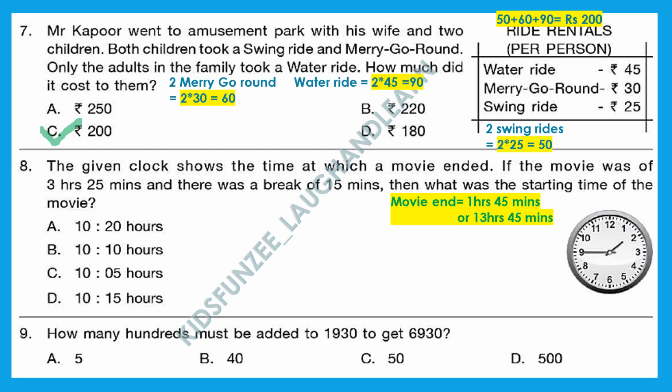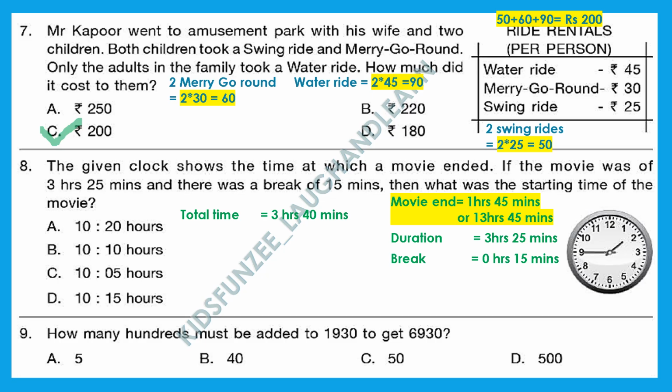So we have to go back, right? Because they have told the time of the movie end. We have to subtract the duration of the break and the movie to find out the start time. Okay. So the duration of the movie was 3 hours 25 minutes. Then the break was 0 hours 15 minutes. So the total time will come as 3 hours 40 minutes, right? That is what we have to subtract from the time when the movie ended.